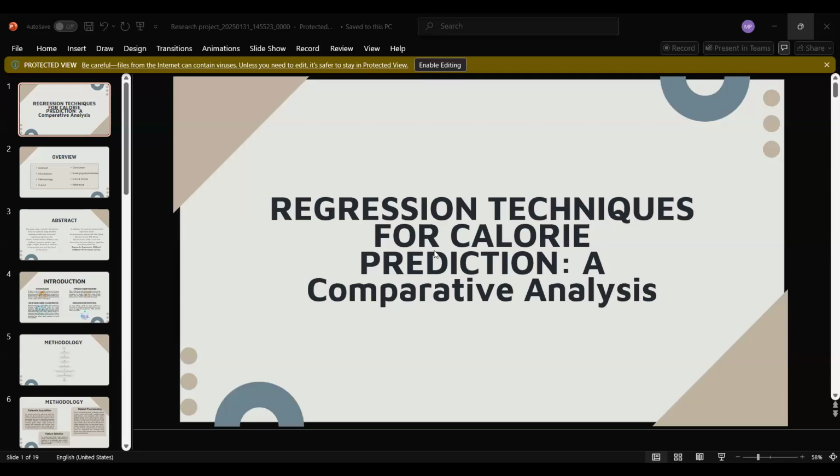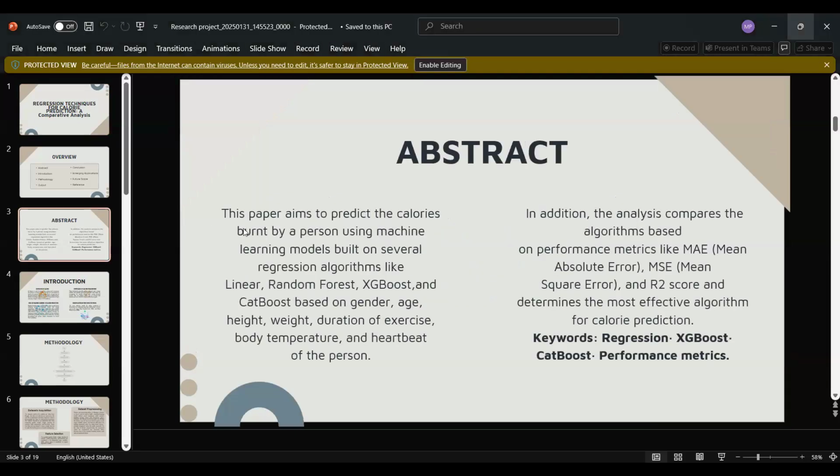Good afternoon, everyone. Myself Praneeth, and I'm here to represent paper ID 605, that is Regression Techniques for Calorie Prediction, a Comparative Analysis. Coming to the abstract, the paper aims to predict the calories burned by a person using machine learning models, linear regression, random forest regression, XGBoost, and CatBoost, based on several factors like gender, age, height. In addition to the predictions, the analysis also compares algorithms based on several performance metrics like mean absolute error, mean square error, and R2 score. Hence, based on these performance metrics, we can determine the most effective algorithm for calorie prediction.